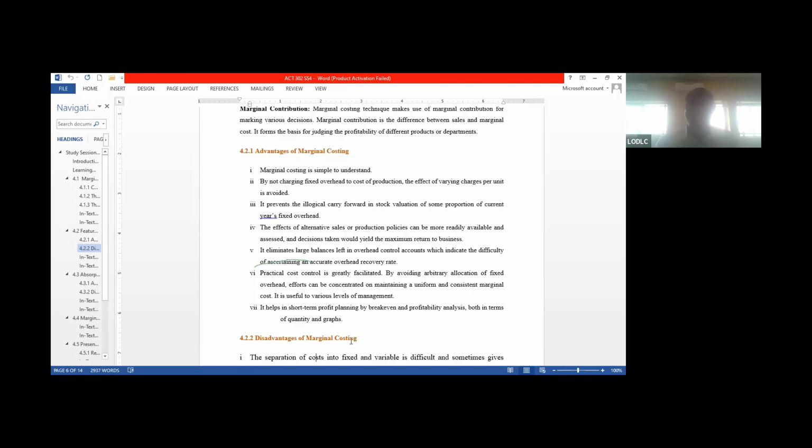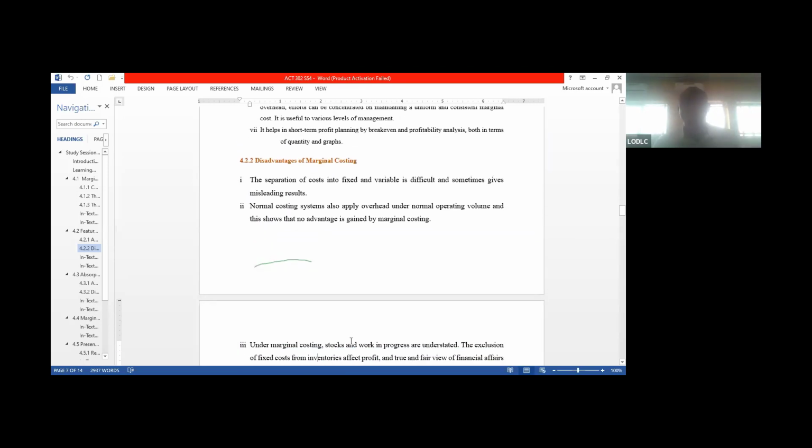Practical cost control is greatly facilitated through marginal costing, by avoiding arbitrary allocation of fixed overhead. Effort can be concentrated on maintaining a uniform and consistent marginal cost. It is useful to various levels of management. Last but not the least, it helps in short-term profit planning and break-even, since we have excluded the fixed cost, which talks about the long-term effects. So marginal costing is also used in short-term profit planning.